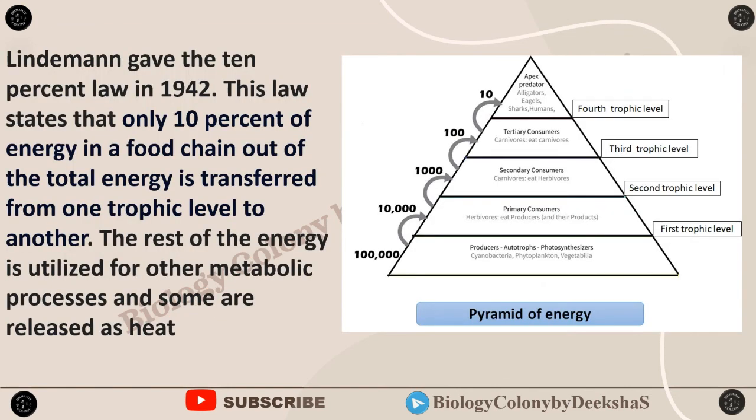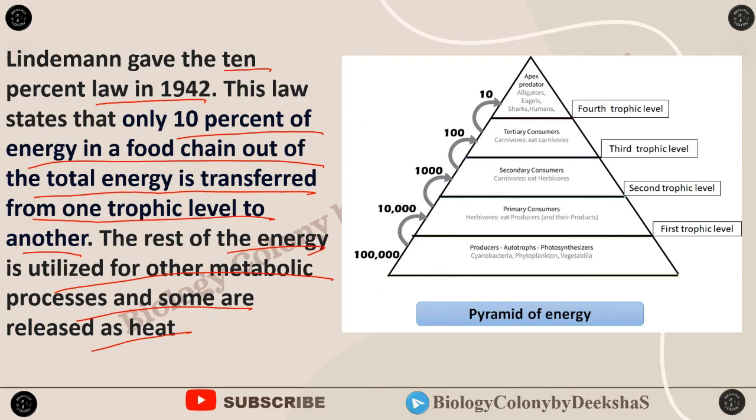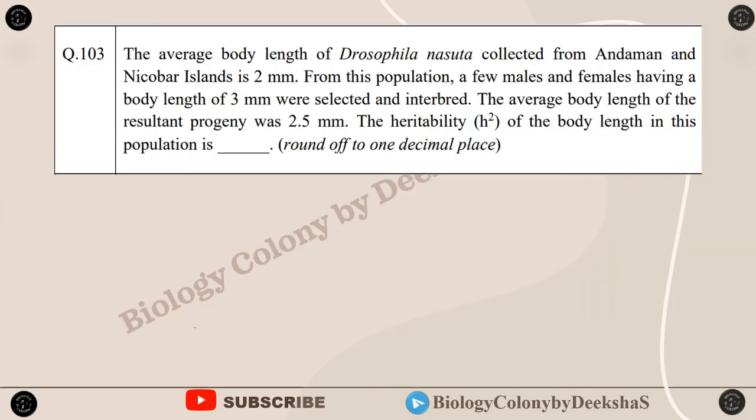This slide explains the 10% law, and it states that 10% of energy in a food chain is transferred from one trophic level to another. The rest of the energy is utilized in metabolic processes and released as heat. The next question is, the average body length of Drosophila nasuta collected from Andaman and Nicobar Islands is 2 mm. From this population, a few males and a few females having a body length of 3 mm were selected and interbred. The average body length of the resultant progeny was 2.5 mm. The heritability or h-square of the body length in this population is?